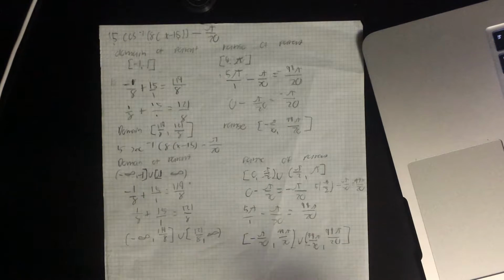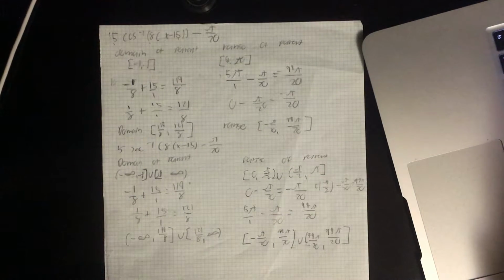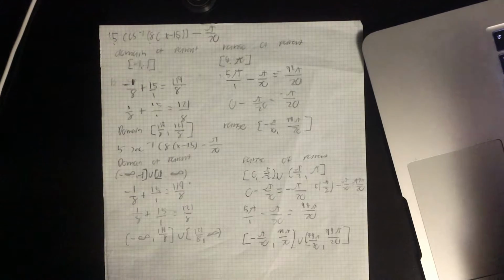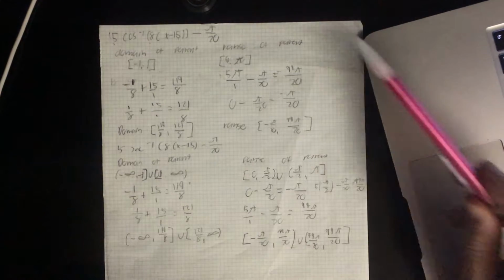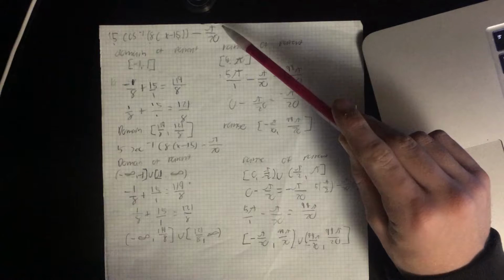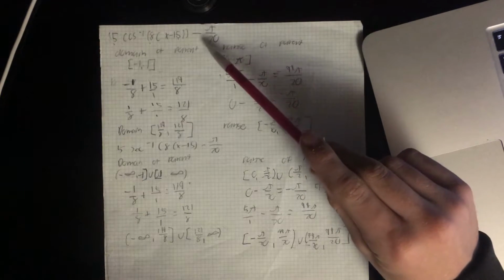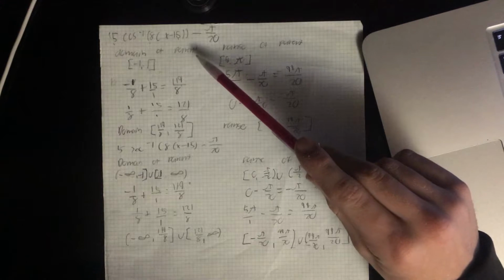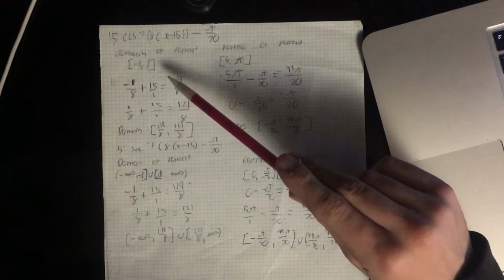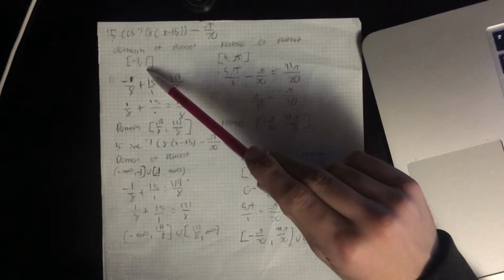Okay, so my values for A was 5, B was 8, C is 15, and D is 20. So to find the domain and range of this function, I'll start with the domain and range of the parent function. So the domain of the parent function of y equals cosine inverse x is negative 1 to 1.